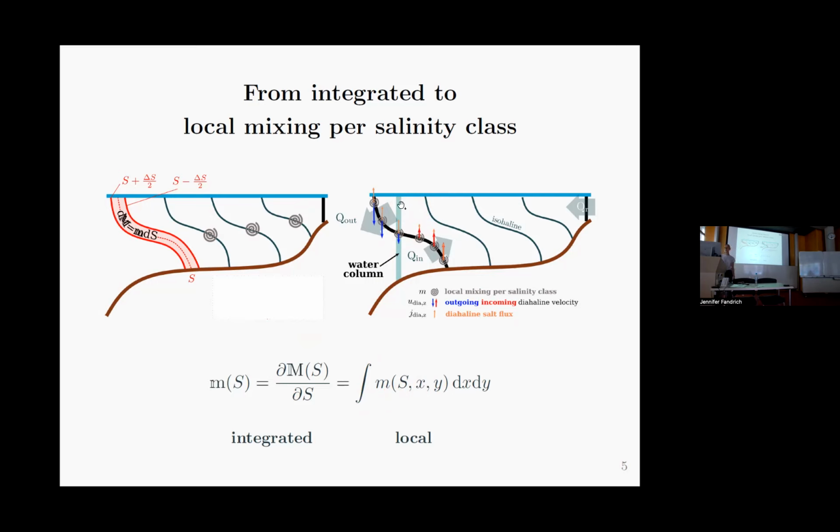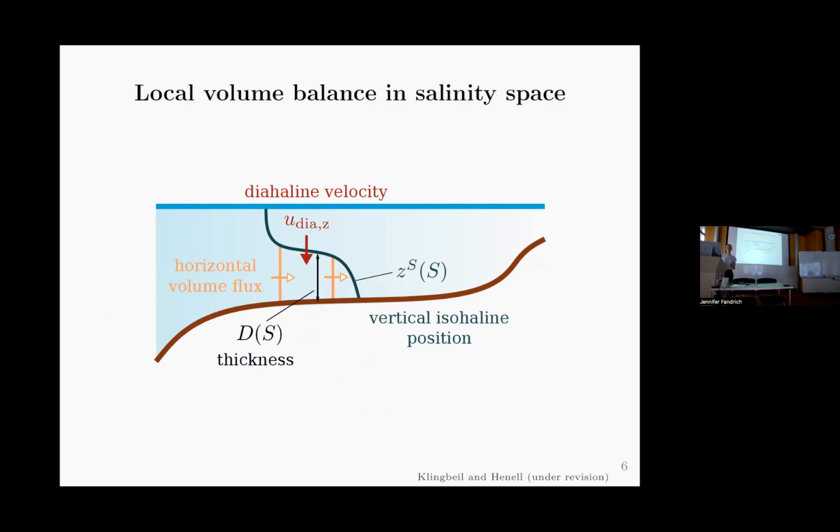So now we look at the local mixing per salinity class. And here you see how the three mixing quantities are connected. And we will now take a look at other quantities, so diahaline quantities in salinity space. So I work a lot with sketches, so I hope that they help to get a general view of what the idea is of the different quantities and the theoretical steps.